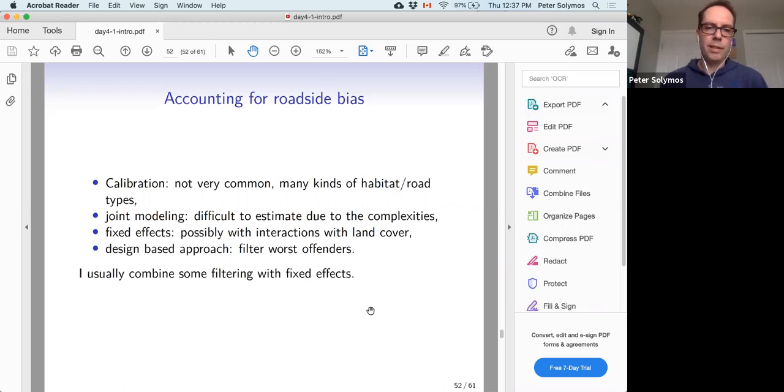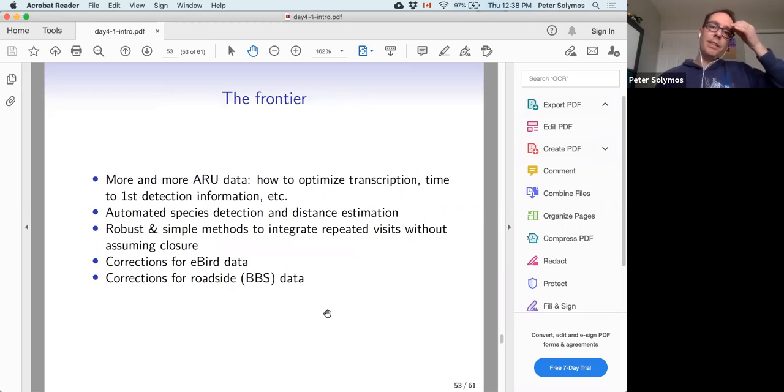And it also depends on how much roadside data you're having in your data set. Is it half of the data, in which case you need to take care of it? If it's just here and there, then you might be able to do something much simpler. And so what I see, the frontier is going to be recordings and related data sets are going to be more prevalent. They are now more prevalent, at least in Canada. And that just represents a new way of thinking about the data.